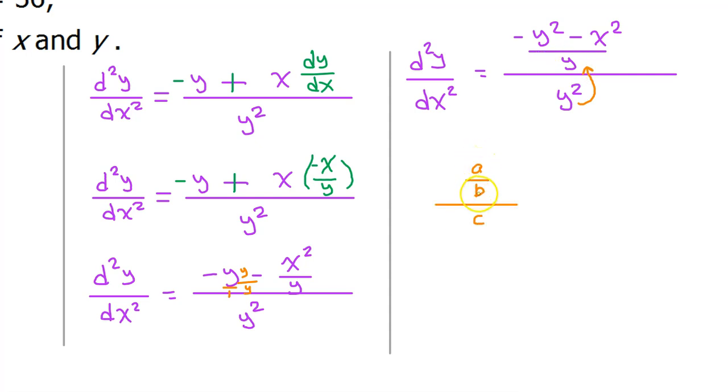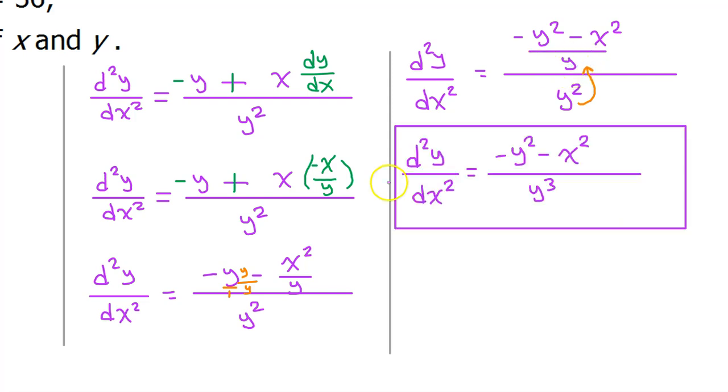Quick side lesson: a over b divided by c is a over bc. See how the c hops up and joins into the denominator? So when you divide a fraction by something, whatever you're dividing by just goes in the denominator. So on my next step, I'm going to have y cubed. You might see something like this as the answer on a multiple choice question.